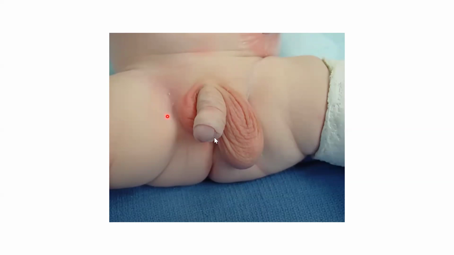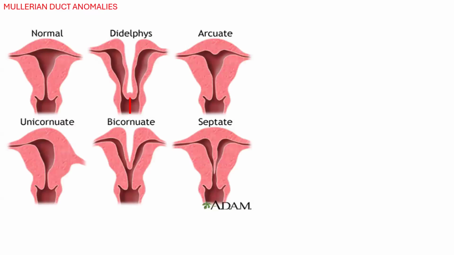There are very many theories of how testes descend. Unless you are planning to do a BSc, I won't bother you with them. So that's cryptorchidism. Okay, so here we have Müllerian duct anomalies.